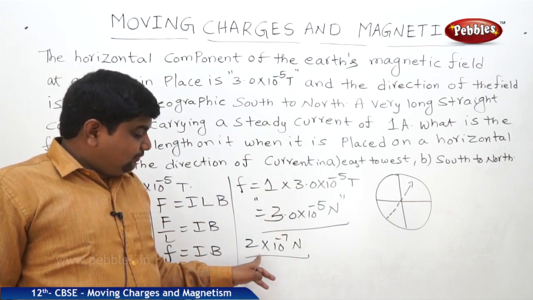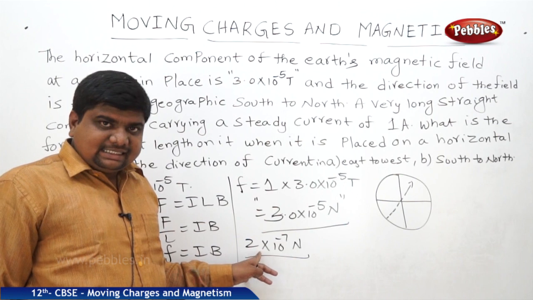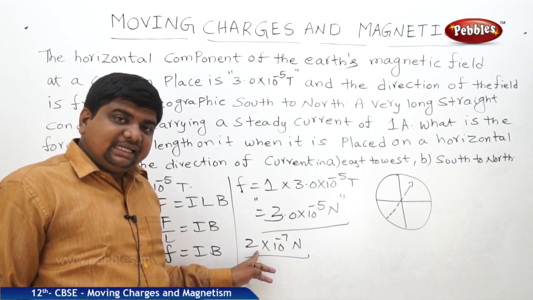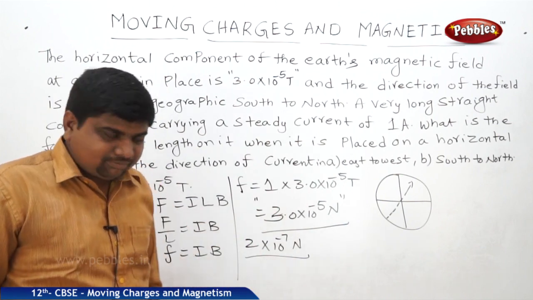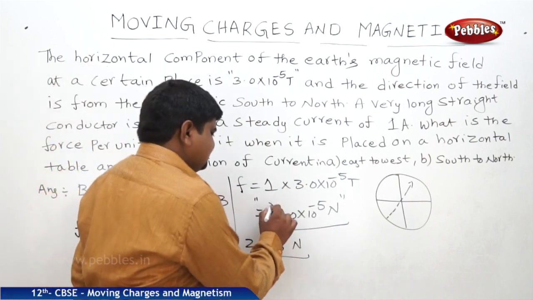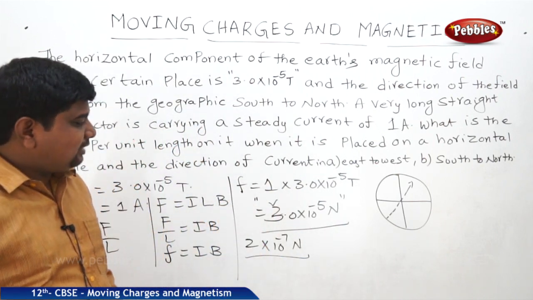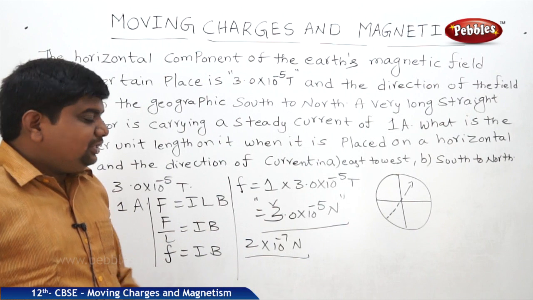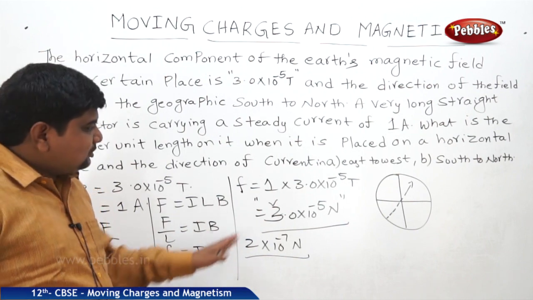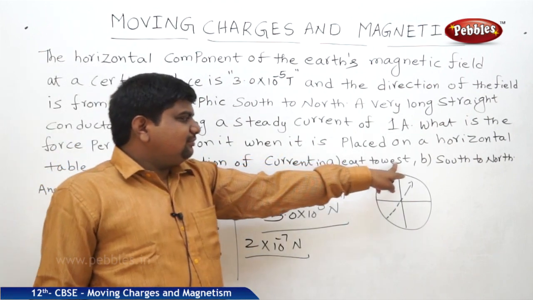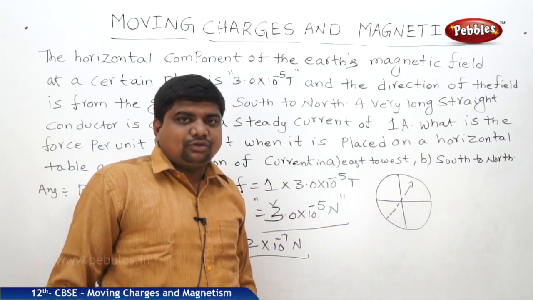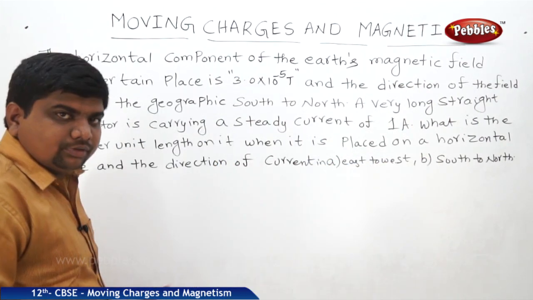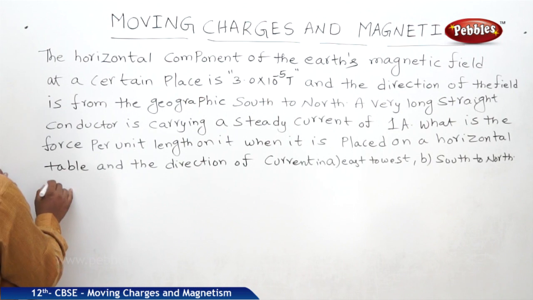This is the force between two conductors of unit length when they are carrying a unit amount of current. So, when you compare, this one is greater than this one. So, 3 into 10 to the power of minus 5 order is greater than the 2 into 10 to the power of minus 7 newtons. So, now we will see what is the direction of current from east to west and south to north by using the equations. So, direction of current.